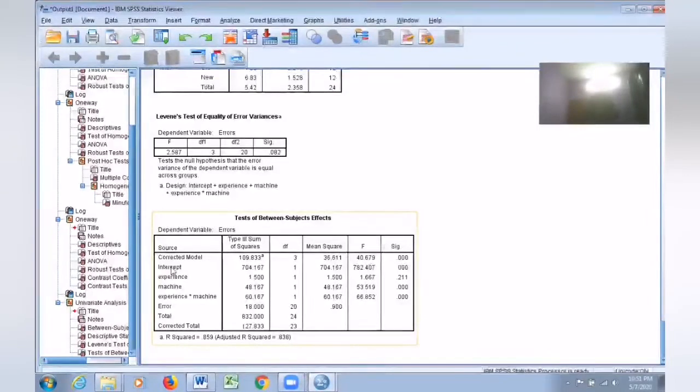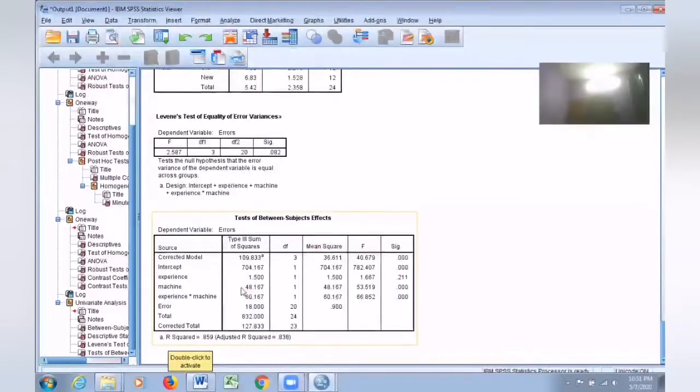You can see here the corrected model, sum of squares, which tells you the total variance. And here you can see three rows which are very important for us to interpret this data: experience, machine, and experience and machine taken together. Let us see now. If you take experience, the p-value is 0.211, which means the p-value is more than the significance level of 0.05. So it means that the independent variable experience does not have a significant impact on the errors committed by the employees.